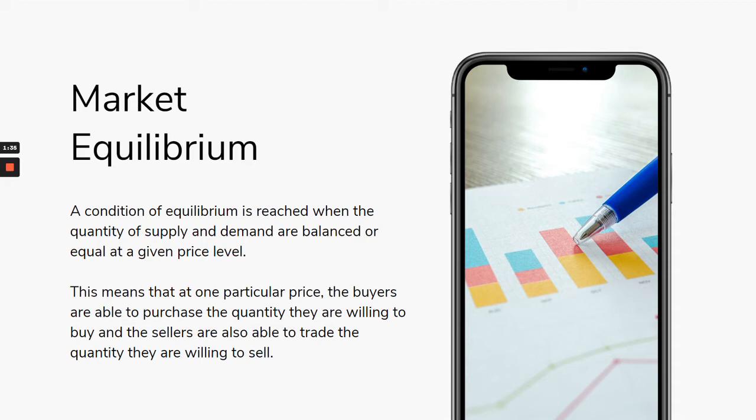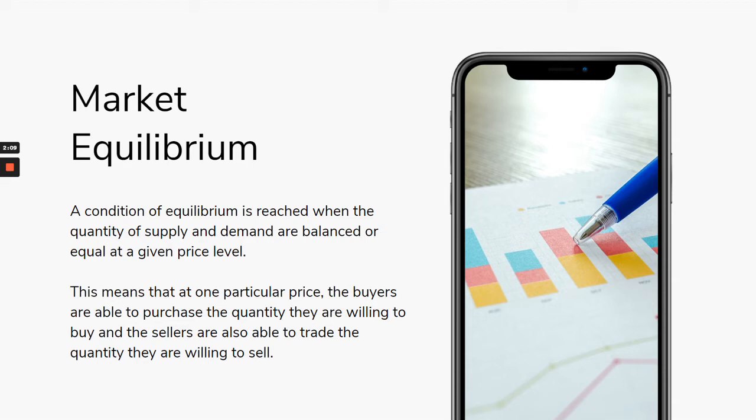This means that at one particular price, the buyers are able to buy the quantity they are willing to buy, and the sellers are able to sell the quantity that they are willing to sell. So when a market reaches equilibrium, no change in the market price will take place. In other words, the price is stable under the existing market condition. So stable siya, walay kakulangan, walay sobra.